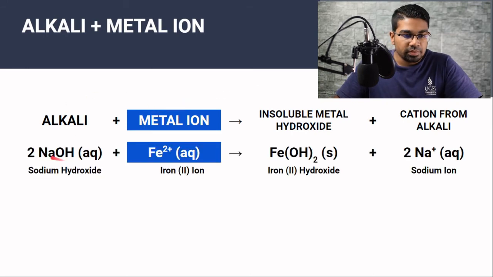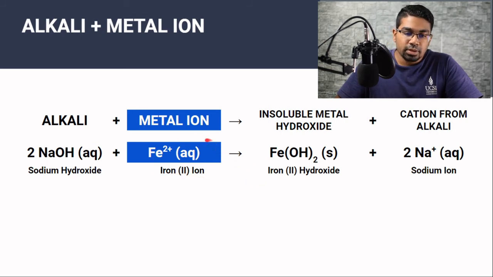For example, we have sodium hydroxide reacting with iron 2 ion. So for the product, the iron 2 ion takes the place of sodium here, and we get iron 2 hydroxide. This iron 2 hydroxide is insoluble in water and therefore is in the solid state, and the other one that is left will be the sodium ion. So this is the cation from the alkali, the sodium here from the sodium hydroxide.